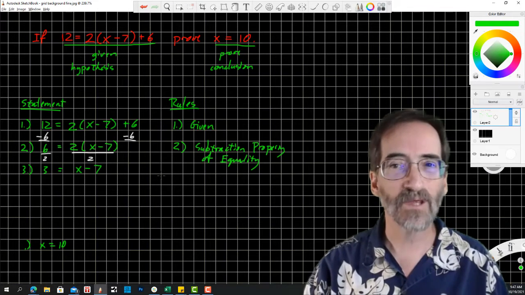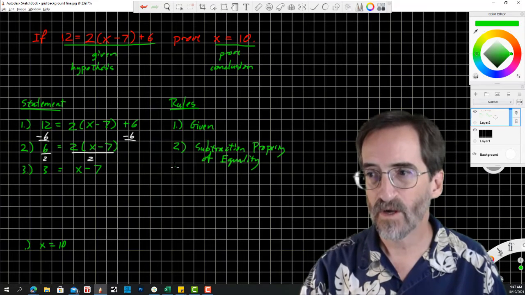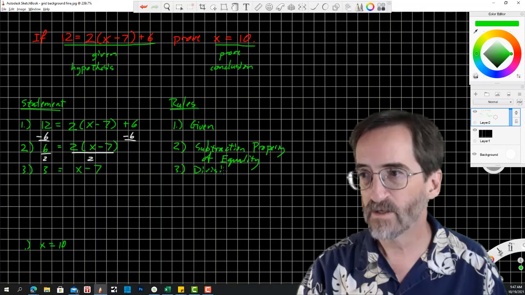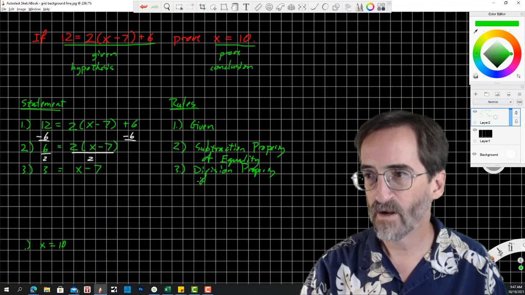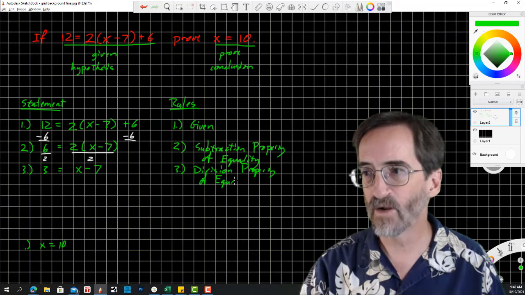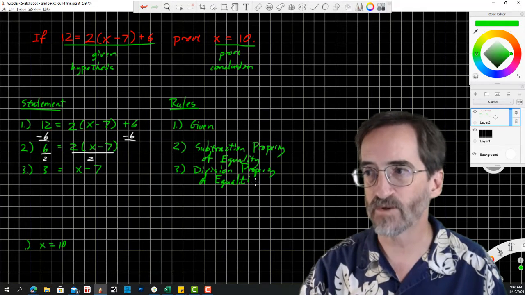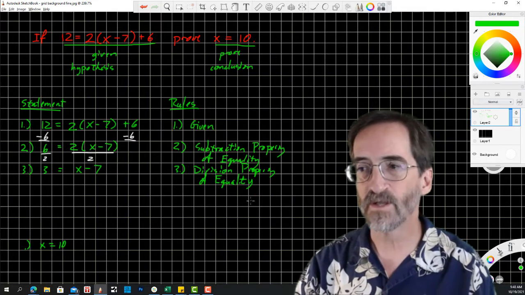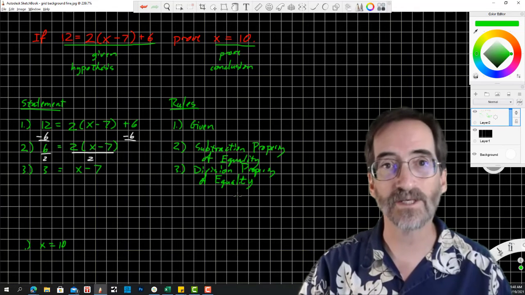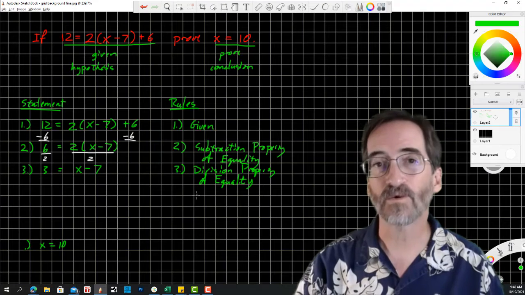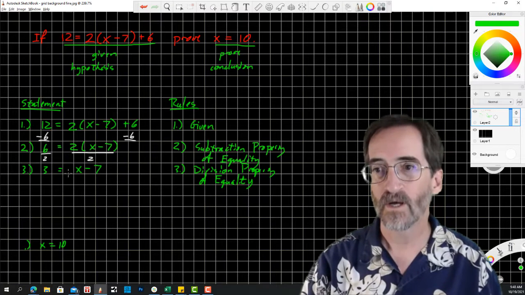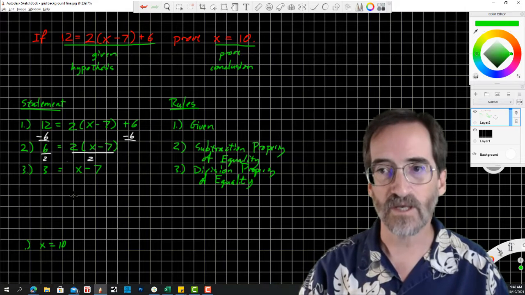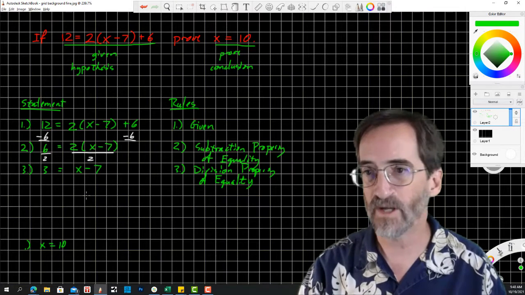What rule allowed me to divide both sides by 2? That rule is the division property of equality. Note I'm not saying what we did. I'm not saying we divided both sides by 2. In a proof, the rule is the reason that justifies, that says I can do what I did. We're not stating what we did. We're stating the rule that says we can do what we did. By the division property of equality, 3 equals x minus 7.